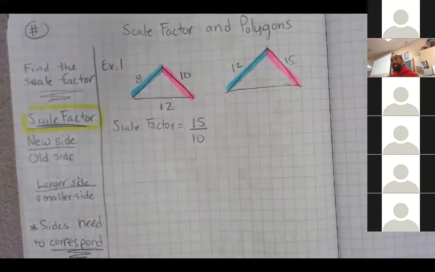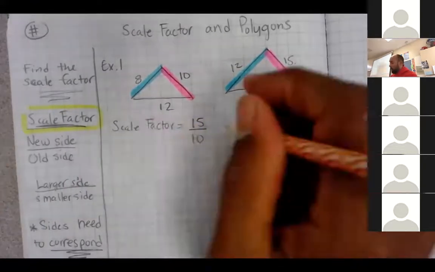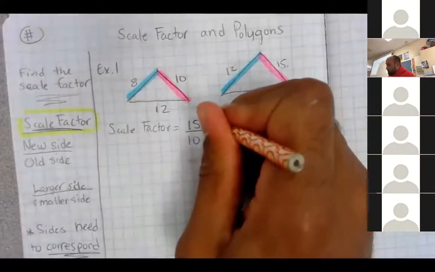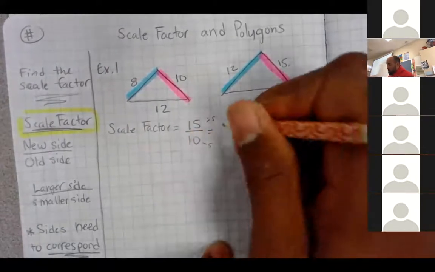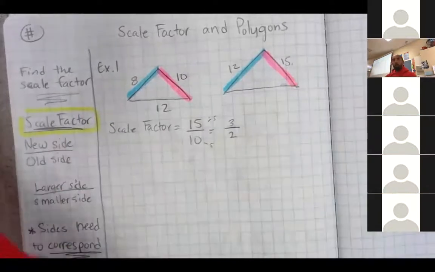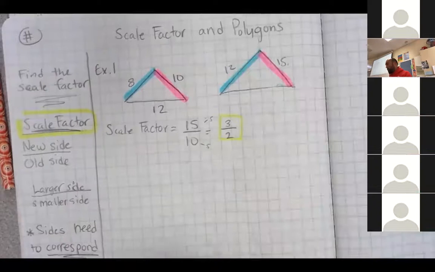Now, in this case, I can't divide 10 into 15, so I've got to reduce it. I can divide both of these by 5. So that means this will be 3 over 2. So my scale factor for these shapes is 3 over 2.